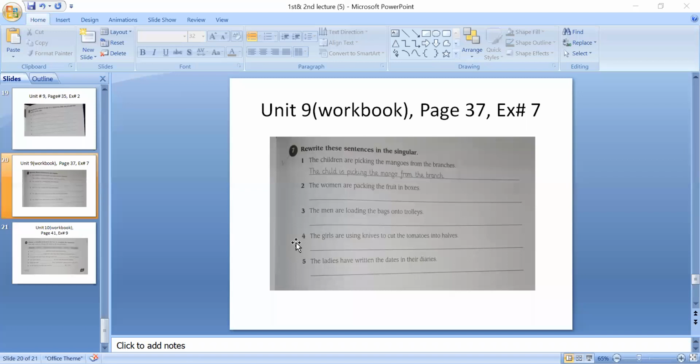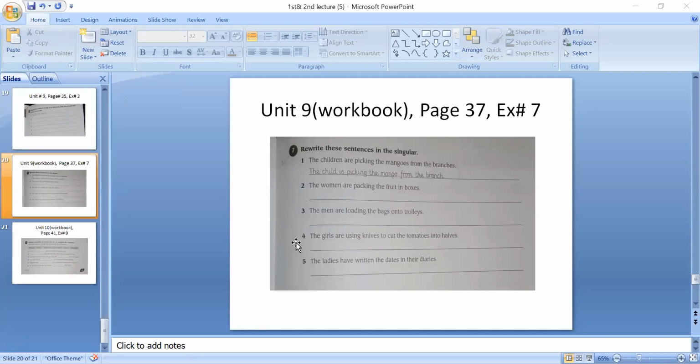Yes, Usman. This is sentence number 3. The men are loading the bags onto trolleys. First of all, find out plural words. Plural words and verb. Yes, tell. Men, find good.